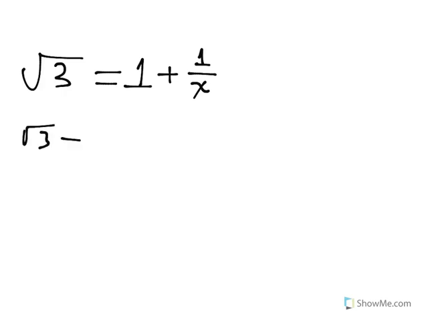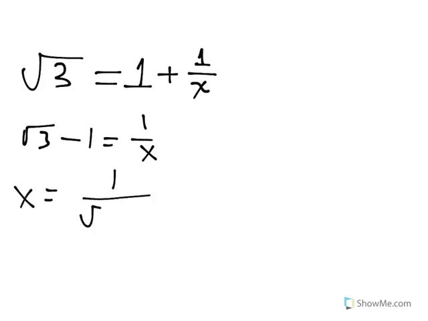It can get a little bit harder. For instance, the square root of 3 is actually more difficult, even though you look at it and say, well, it just starts the same way. Square root of 3 is between 1 and 2. So it's 1 and a little bit, or 1 plus 1 over x. But look at what happens when you go through the process. Radical 3 minus 1 equals 1 over x.